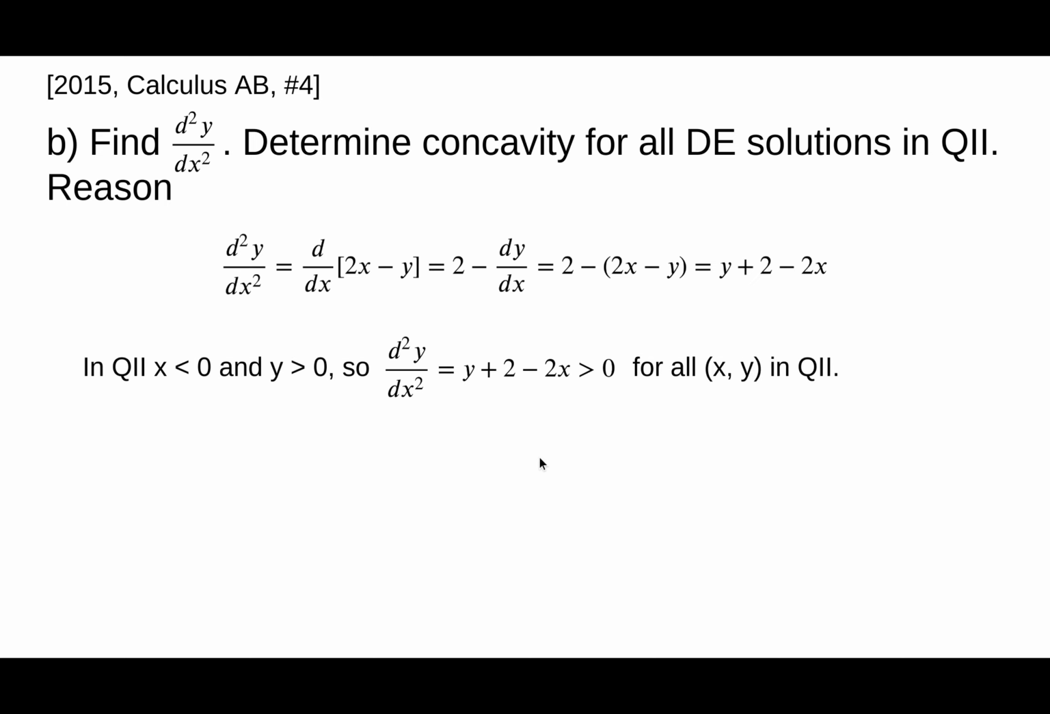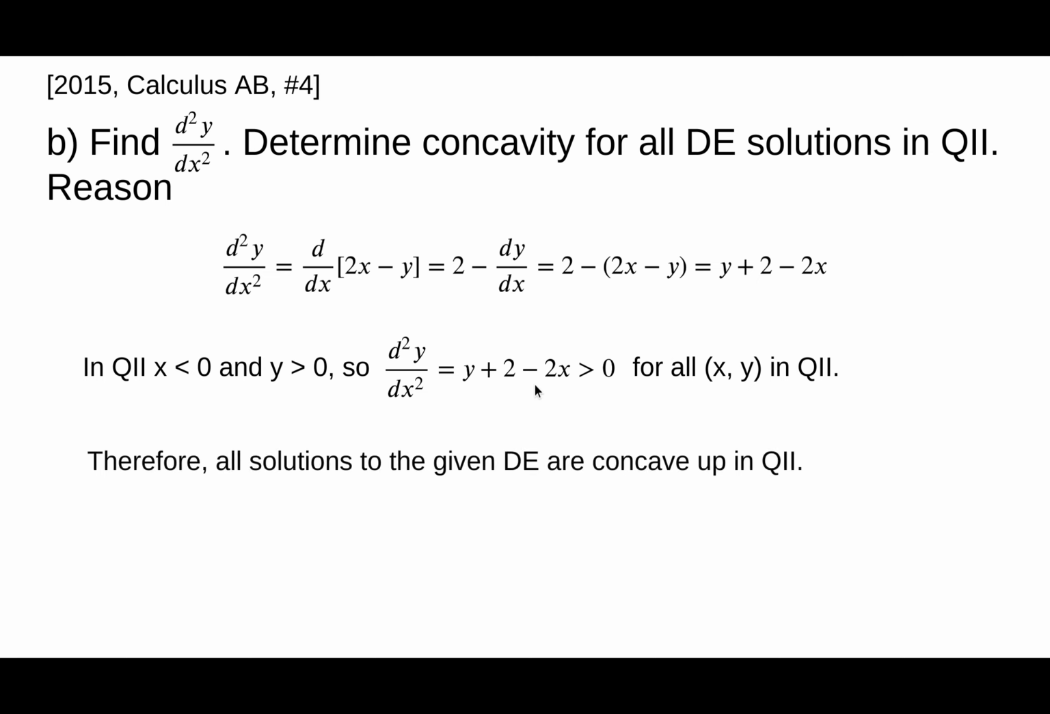All right, so in quadrant 2, x values are negative, y values are positive. So if y is positive, a positive number plus 2 is just more positive. If x is negative, negative 2 times a negative number is more positive. So in quadrant 2, we would have that all values of d2y/dx2 would be positive. So if all values of d2y/dx2 are positive, it would have to be the case that the solutions in quadrant 2 would all have to be concave up.